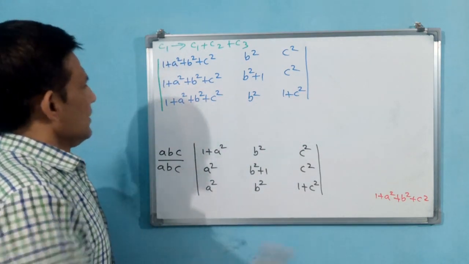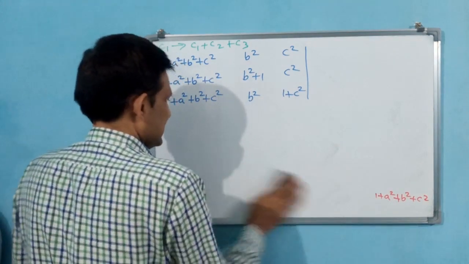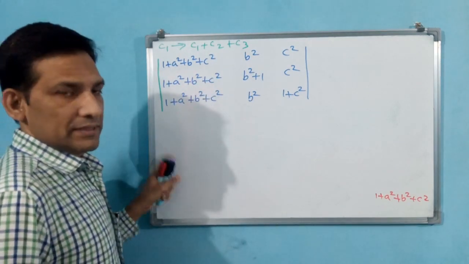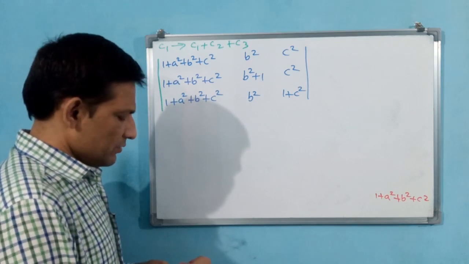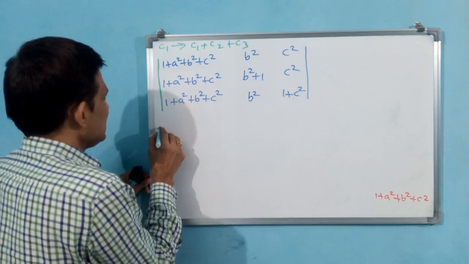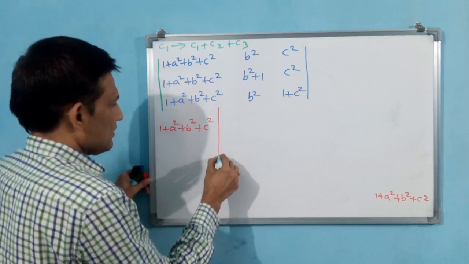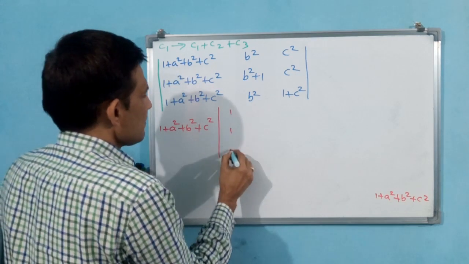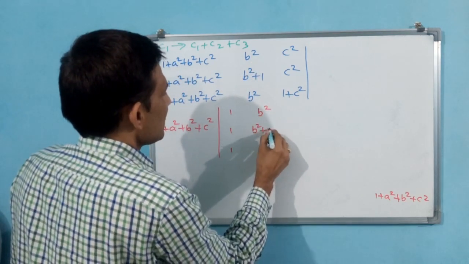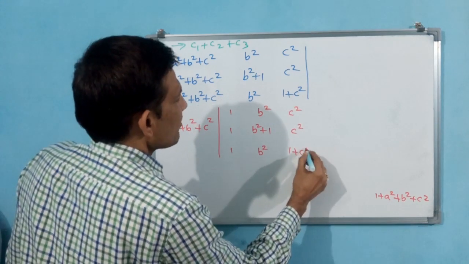Okay. Now you take out, see this I am removing. Why? Because we don't have space. I am taking common this. After taking common, what is going to happen, you observe carefully. I am taking 1 plus A square plus B square plus C square common. Then this is going to become 1, 1, 1. Okay? This is B square, B square plus 1, B square. C square, C square, 1 plus C square.